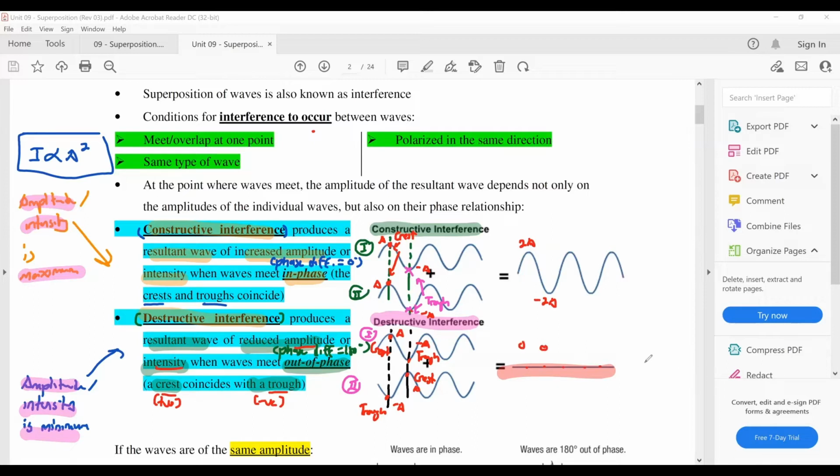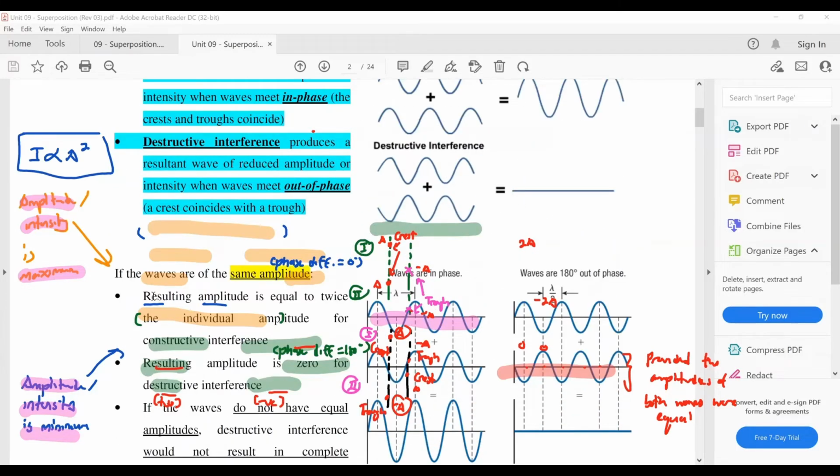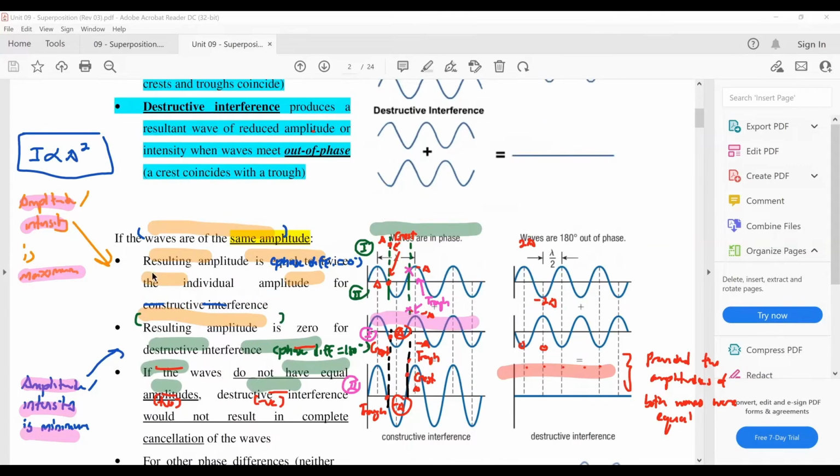So this one here, let me just make sure that I mention this to you. Provided the amplitudes of both waves were equal, right? Meaning to say if this is A, this one also has the same magnitude, negative A. Only then can you have complete cancellation, all right? Yeah, actually I mentioned this already in the bottom part here.